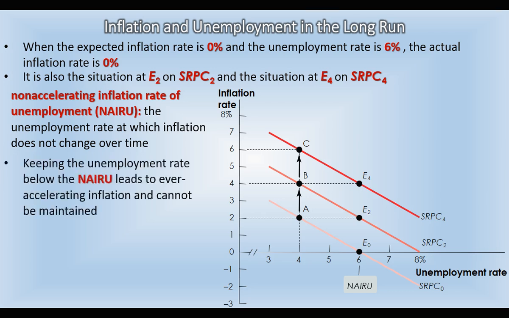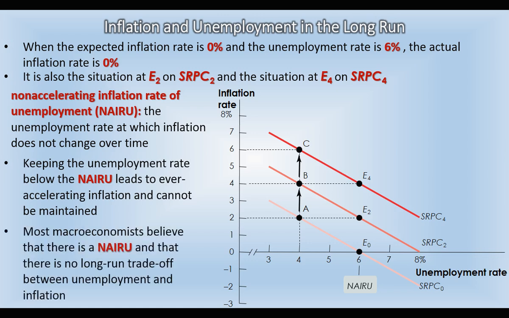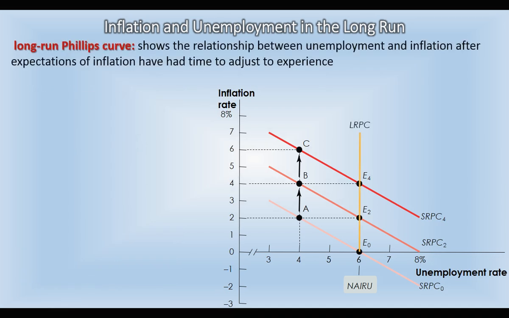So if you try to keep the unemployment rate below the NAIRU level, that leads to ever accelerating inflation and cannot be maintained. Most macroeconomists believe that there is a NAIRU and that there is no long-run trade-off between unemployment and inflation. Therefore, at the NAIRU, you will find the perfectly vertical long-run Phillips curve, which again represents the fact that there is no trade-off between unemployment and the inflation rate in the long run.